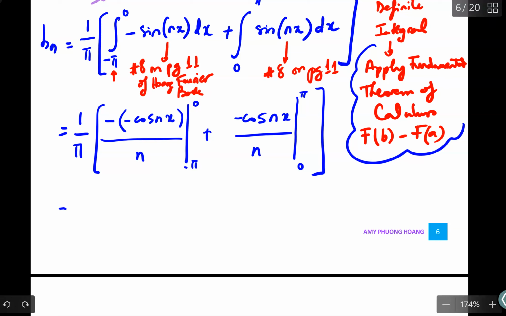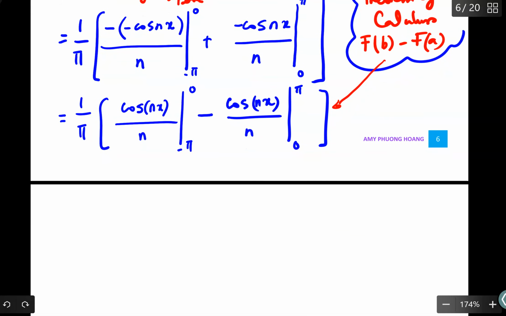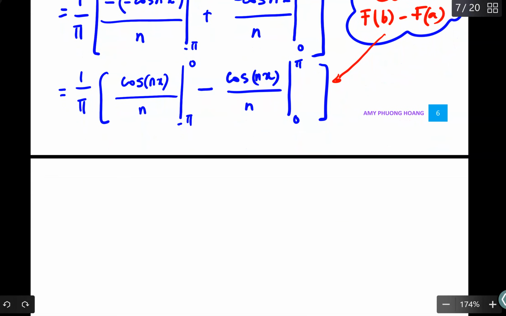Okay, so the next step is to simplify all of the negative signs. So I put 1 over pi. Negative times negative gives me a positive, so I should have cos of nx divided by n from negative pi to 0, and subtract cos of nx divided by n, evaluated from 0 to pi, and I close the bracket. Now I'm going to apply the fundamental theorem here. That means that I have to evaluate at the upper limit minus the lower limit. So Bn will be equal to 1 over pi.